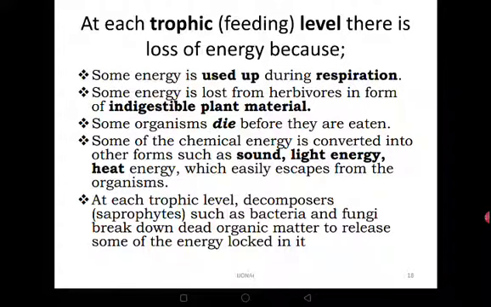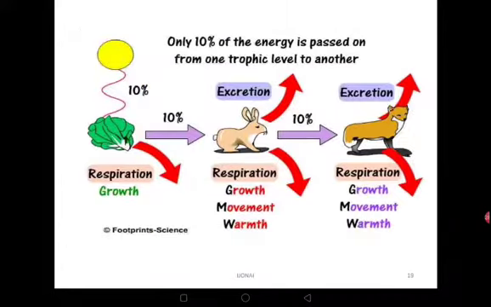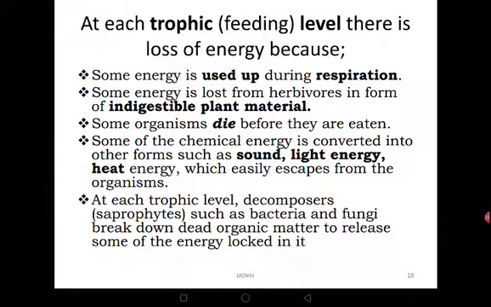So at each trophic level, decomposers or saprophytes such as bacteria and fungi break down dead organisms to release some of the energy locked. So if organisms die, the decomposers are able to release this energy by decomposing these organisms in the process of saprophytic nutrition. Organisms decompose and energy is eventually released. So at this time we are able to explain why the energy is lost, or why energy reduces as you move from one trophic level to the other. We have seen the reasons there.